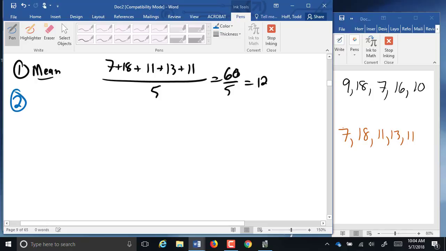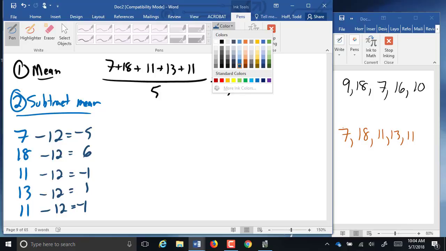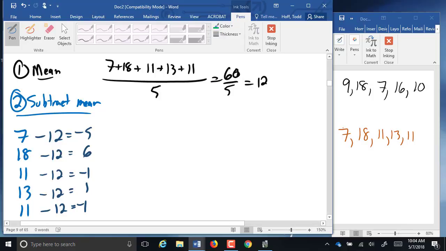What's step 2? Subtract the mean from each number. So we're going to subtract. 7 minus 12 is negative 5. 18 minus 12 is 6. 11 minus 12 is negative 1. 13 minus 12 is positive 1. 11 minus 12 is negative 1 again. What are those called? Those are the deviations.